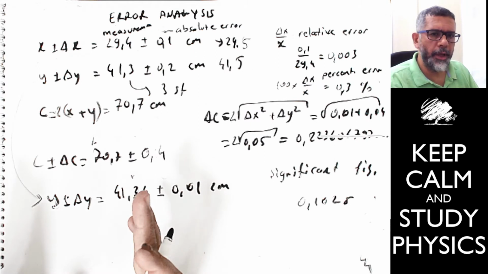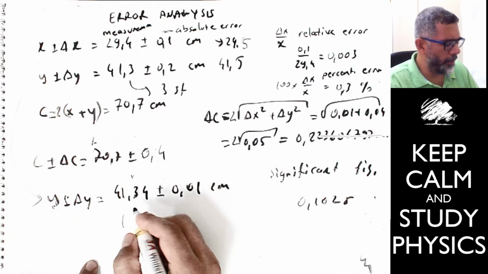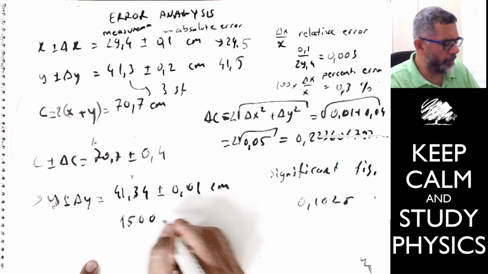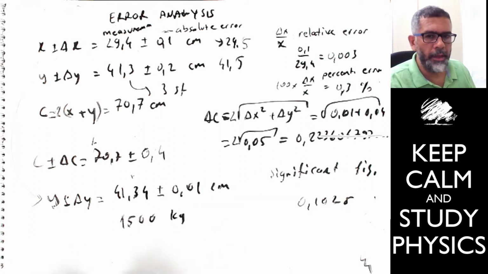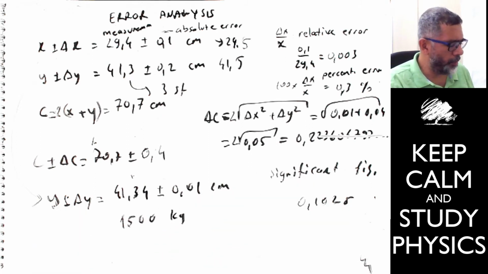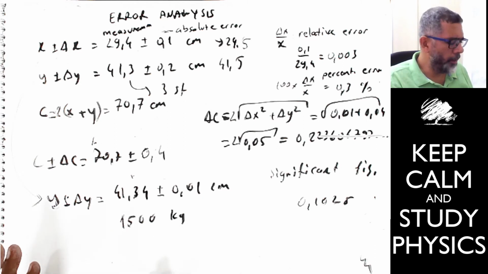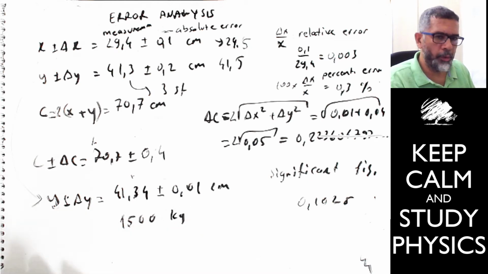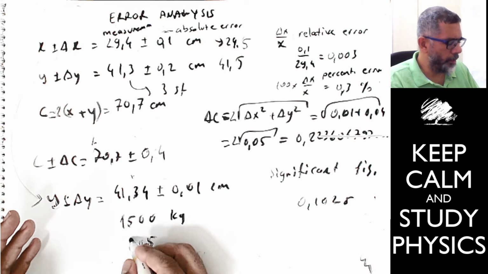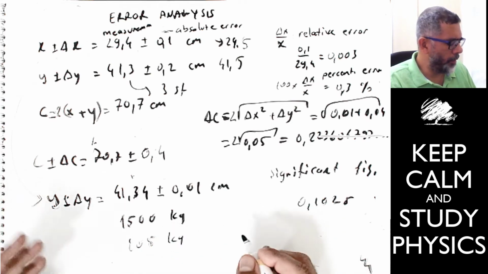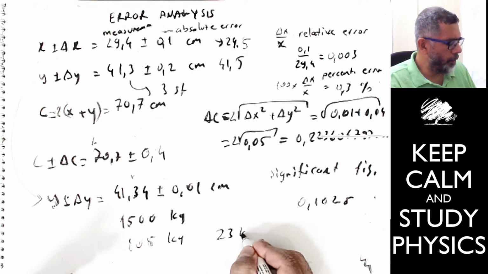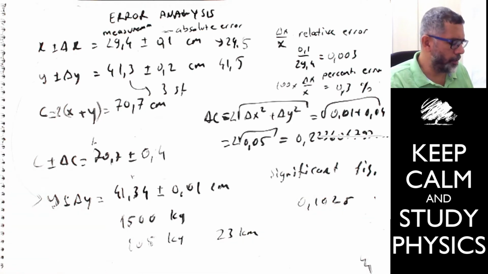What about exact numbers? For example, you might have 1,500 kilograms as just measuring the mass of, let's say, a truck or a car. So how many significant figures are in this measurement? If your measurement is an exact number, like 1500, or 105 kilograms, or 23 kilometers, these are all exact numbers.